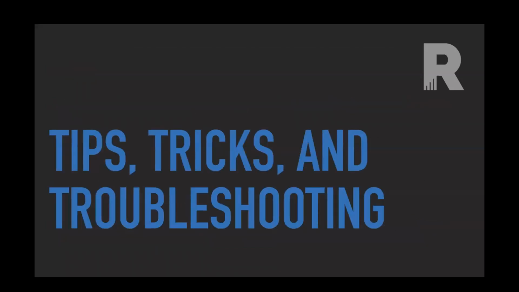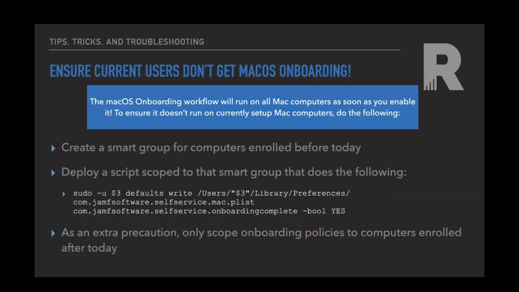Tips, tricks, and troubleshooting. First thing is to ensure current users don't get macOS onboarding. In order to do that, you have to deploy a script to all computers to basically say, hey, the onboarding is already complete. That script is there. And as an extra precaution, only scope your onboarding policies to computers enrolled after today. So before today, deploy this to make sure that they don't run the macOS onboarding workflow. And then after today, just scope all your onboarding policies to that. Then you can ensure that current computers aren't all of a sudden getting this onboarding thing pop up when they open Self Service.